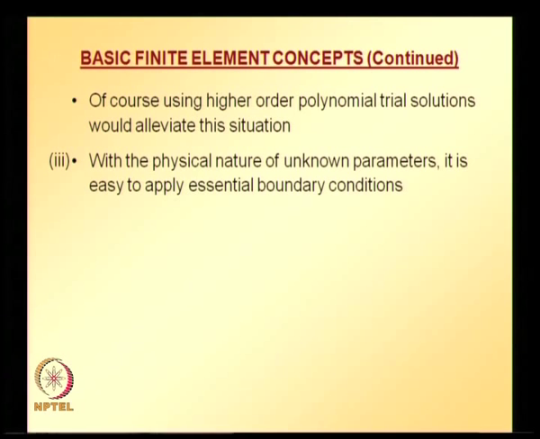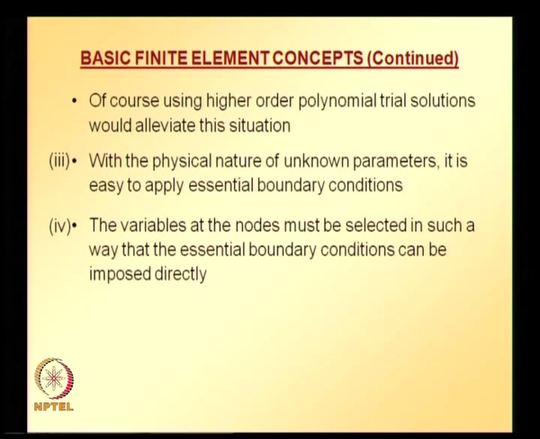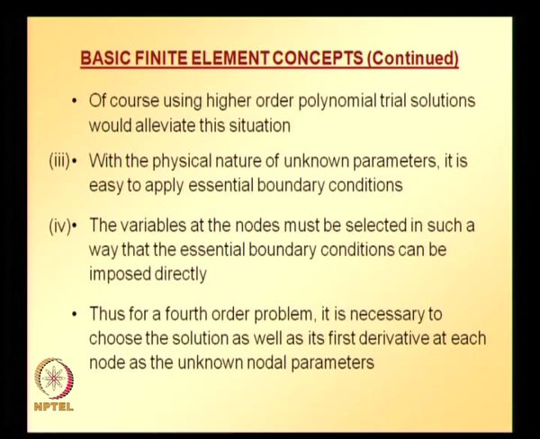And another advantage of finite element method is, you know the physical nature of unknown parameters, so it is easy to apply the essential boundary conditions. Variables at nodes must be selected in such a way that essential boundary condition can be imposed directly. And this is one of the important points that you have to keep in mind. Suppose you have a boundary condition prescribed at a particular location, please make sure that you have a node at that location. Because unless you have a node, we cannot impose that boundary condition. So, variables at nodes must be selected in such a way that essential boundary condition can be imposed directly. And we will see this last point later, that is, for a fourth order problem, it is necessary to choose solution as well as its first derivative at each node as the unknown nodal parameters. Okay, we will continue in the next class, rest of the things.